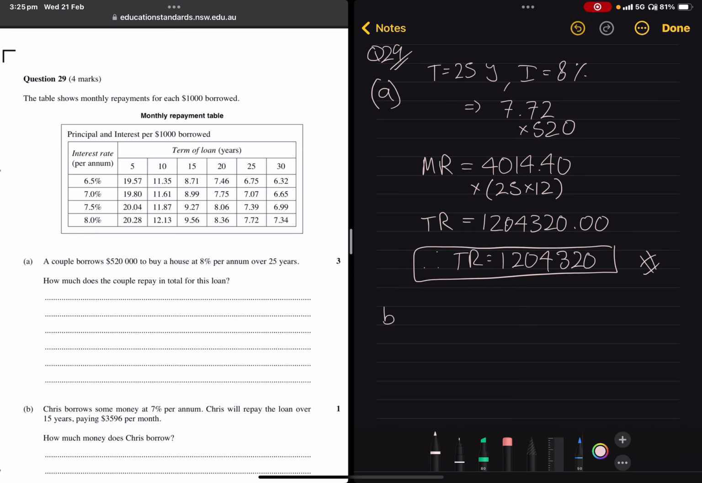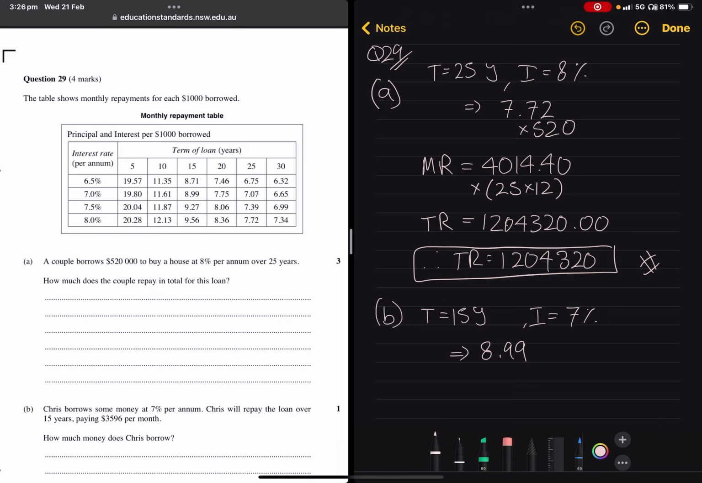For B, we are told Chris borrows some money at 7% per annum. Chris will repay the loan over 15 years, paying $3,596 per month. How much did he borrow? Okay, so we're told how much he pays per month. Now his term of the loan is 15 years. His interest rate is 7%. So first we need to find the value of the table associated with 15 years and 7%. That is 8.99.